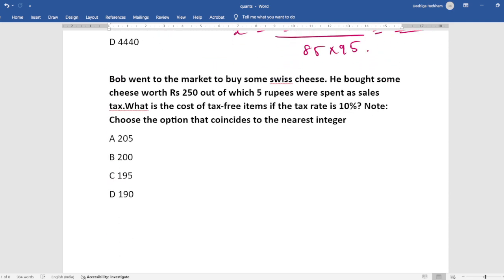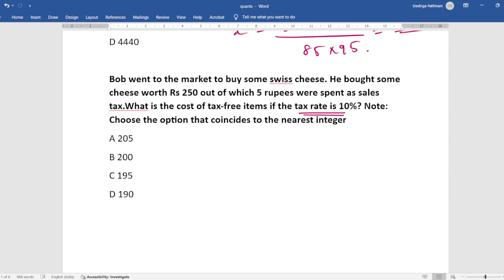Bob went to the market to buy some Swiss cheese. He bought some cheese worth rupees 250, out of which 5 rupees was spent as sales tax. What is the cost of tax-free items if the tax rate is 10%? Note, we'll have to choose the option that coincides to the nearest integer. Okay, they've given the tax rate as 10%.